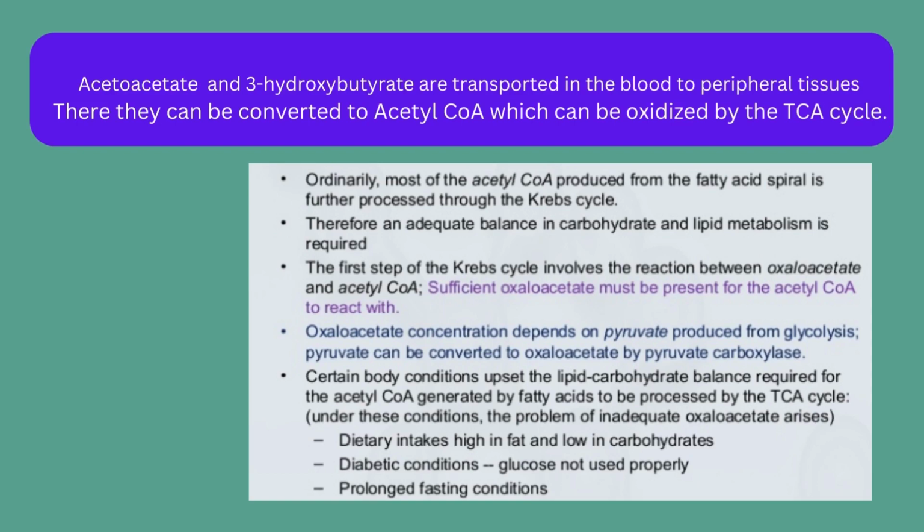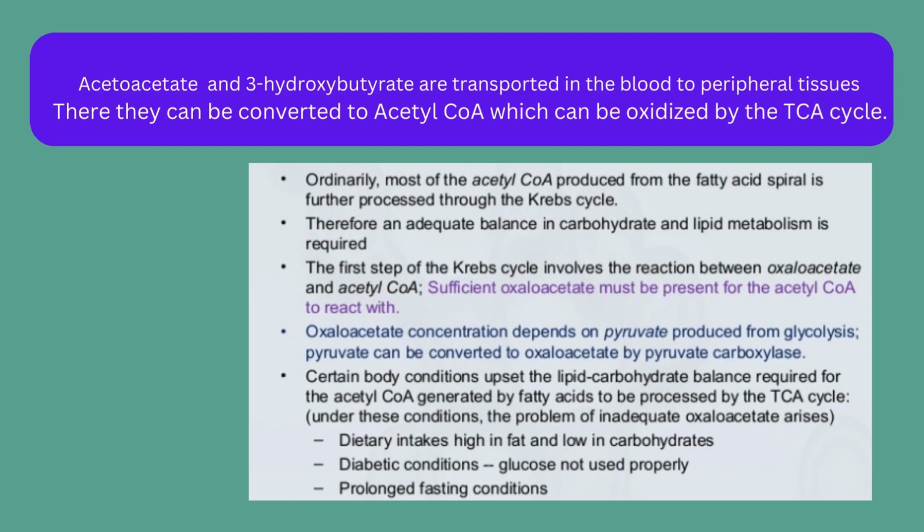Ordinarily, most of the acetyl CoA produced from the fatty acid spiral is further processed through the Krebs cycle. Therefore, an adequate balance in carbohydrate and lipid metabolism is required. The first step of the Krebs cycle involves the reaction between oxaloacetate and acetyl CoA. Sufficient oxaloacetate must be present for the acetyl CoA to react with. Oxaloacetate concentration depends on pyruvate produced from glycolysis. Pyruvate can be converted to oxaloacetate by pyruvate carboxylase.